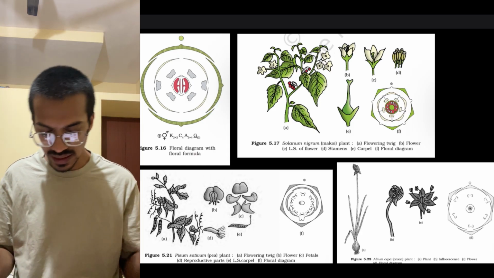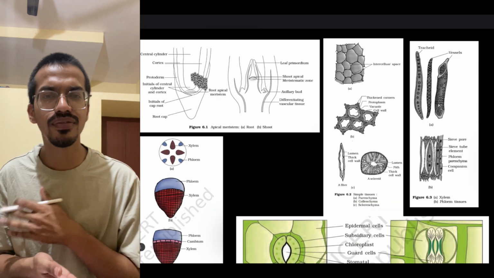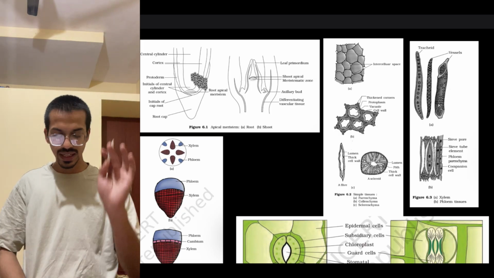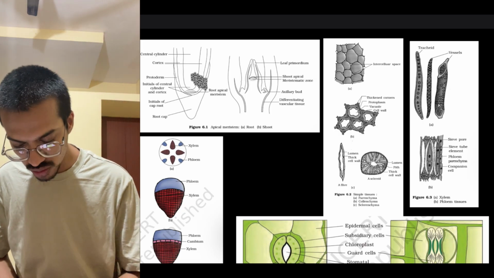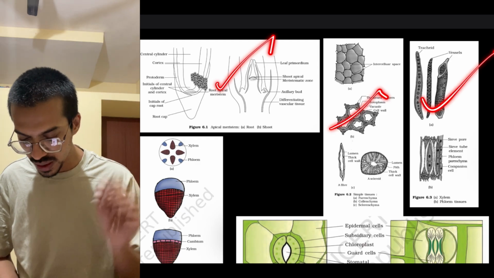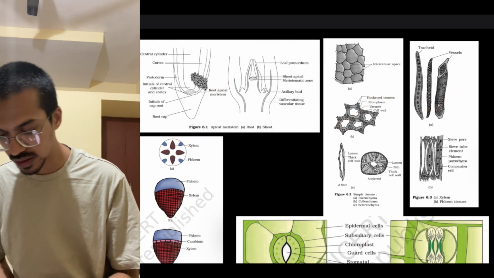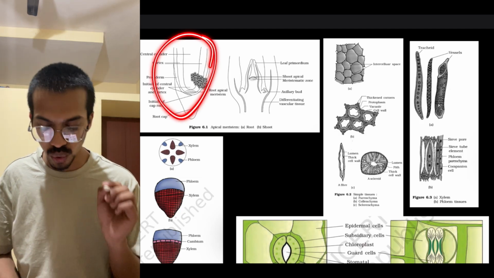Okay, then the next thing comes to the next chapter, that is anatomy of flowering plants. So now in this chapter, you have certain parts which are not available in the new NCERT. So these are those parts. Number one is different meristems, apical meristem showing. This is the root meristem. This is the shoot meristem.